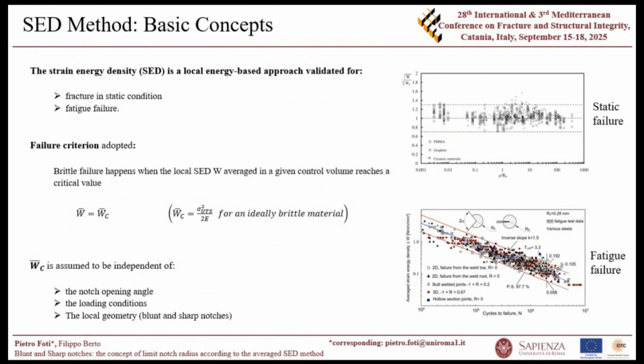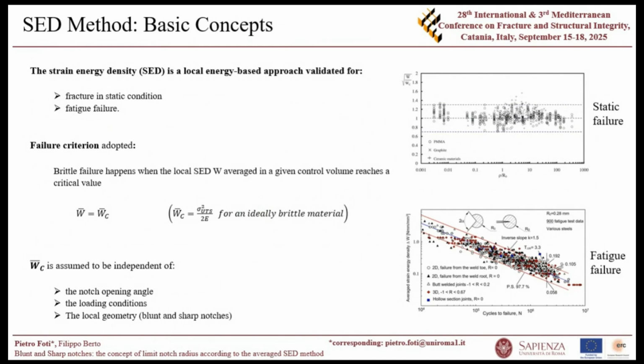And the basic idea behind this method is quite simple. It assumes that the failure happens when the local strain energy density averaged in a given control volume reaches a critical value. Here I reported the case of a static failure for an ideal brittle material. In this case, we are able to evaluate this value of the critical energy density just through the ultimate tensile strength.